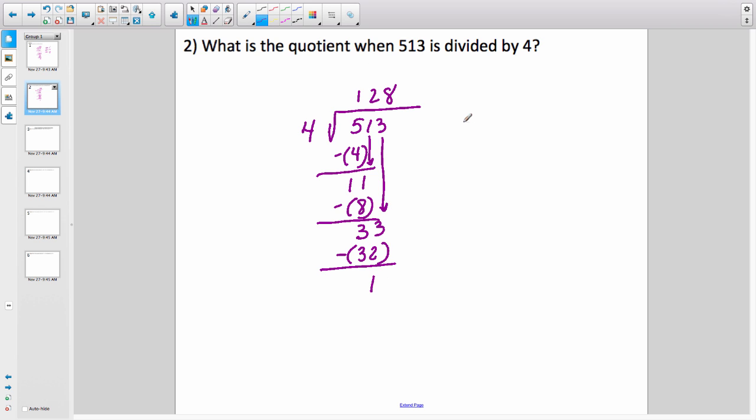So now you're going to say 4 goes into 513 128 times with a remainder of 1, or 128 plus 1 out of 4. Now the cool thing is we can verify that with your calculator, because if you know that 1 over 4 is a quarter, watch what happens in your calculator when we say this.